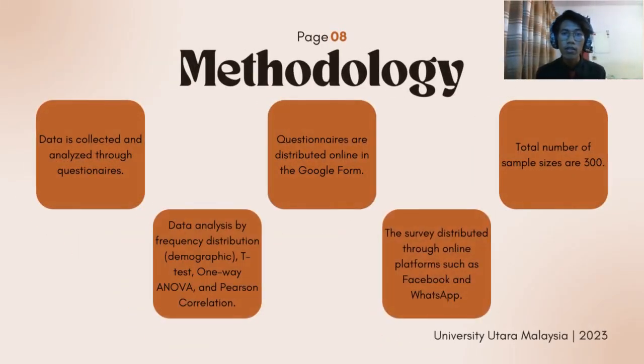In the study, the method that we have used is the questionnaire to collect and analyze the data, which is distributed online in Google Forms through online platforms such as Facebook and WhatsApp. We have collected a total of 300 samples from the survey that was distributed online, and all the data is analyzed by frequency distribution, t-test, one-way ANOVA, and Pearson correlation.